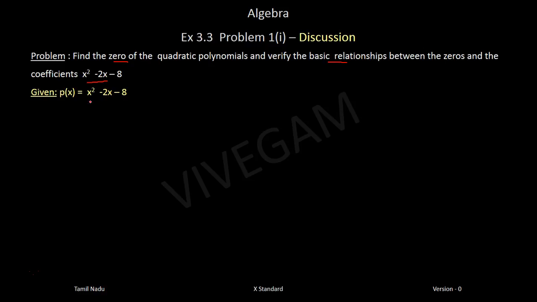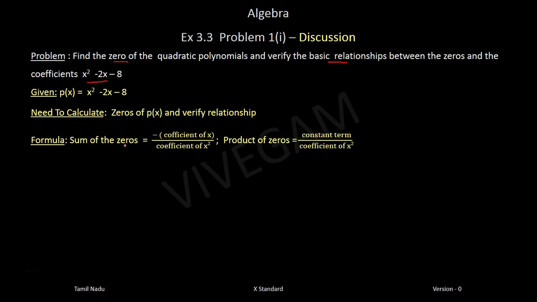Okay, so given p of x is x square minus 2x minus 8, and we need to calculate zeros of the polynomial p of x and verify the relationship. So what is the relationship? Sum of the zeros is minus coefficient of x divided by coefficient of x square. Product of the zeros is constant term by coefficient of x square.